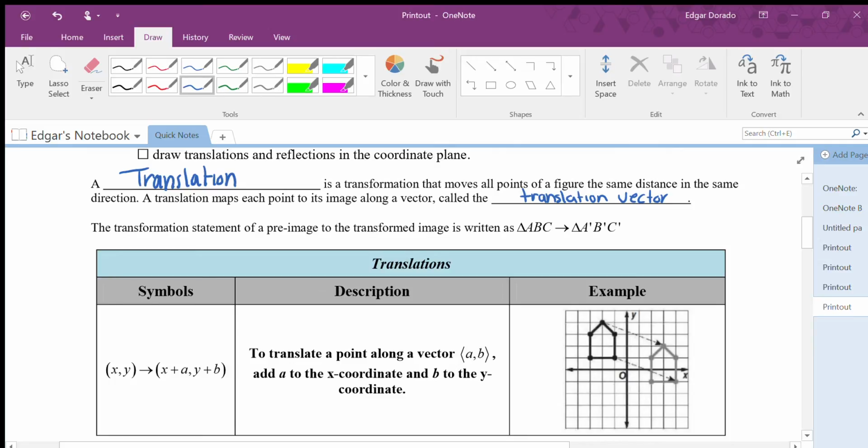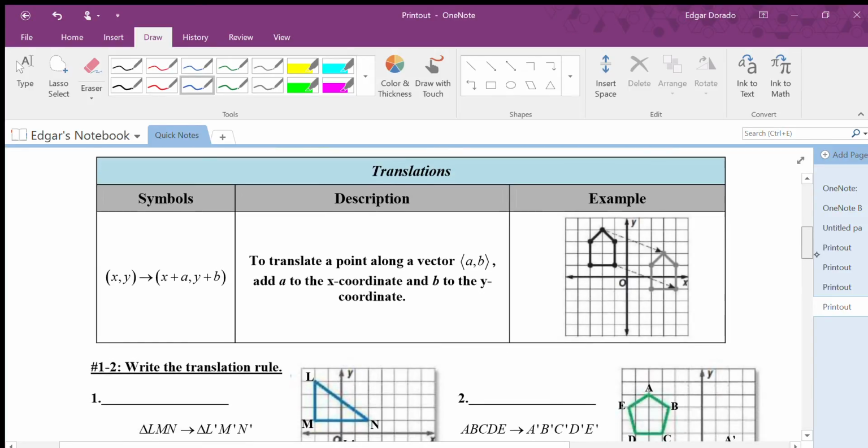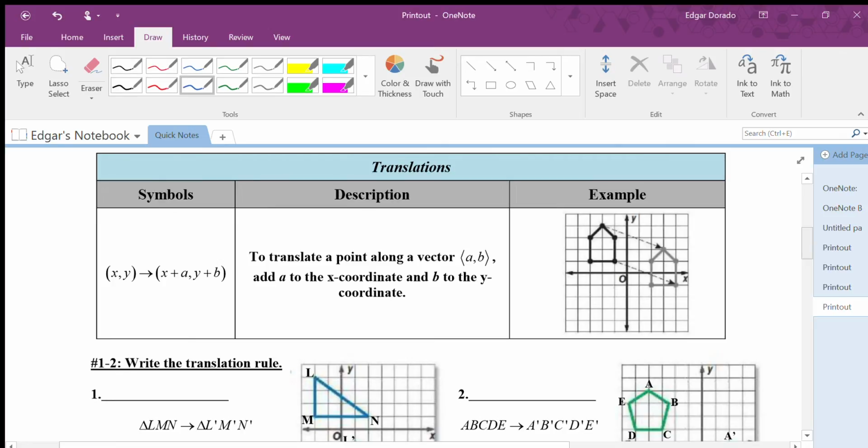Let's talk a little bit more about what that looks like. It says the transformation statement of a pre-image to the transformed image is written triangle ABC to triangle A prime B prime C prime. That's what those little tick marks mean. So let's see what this looks like on the coordinate plane.